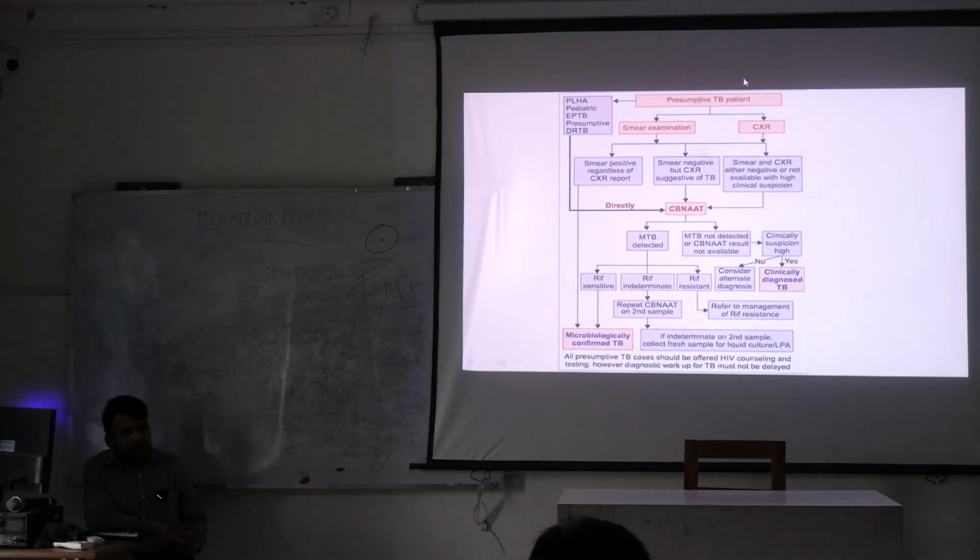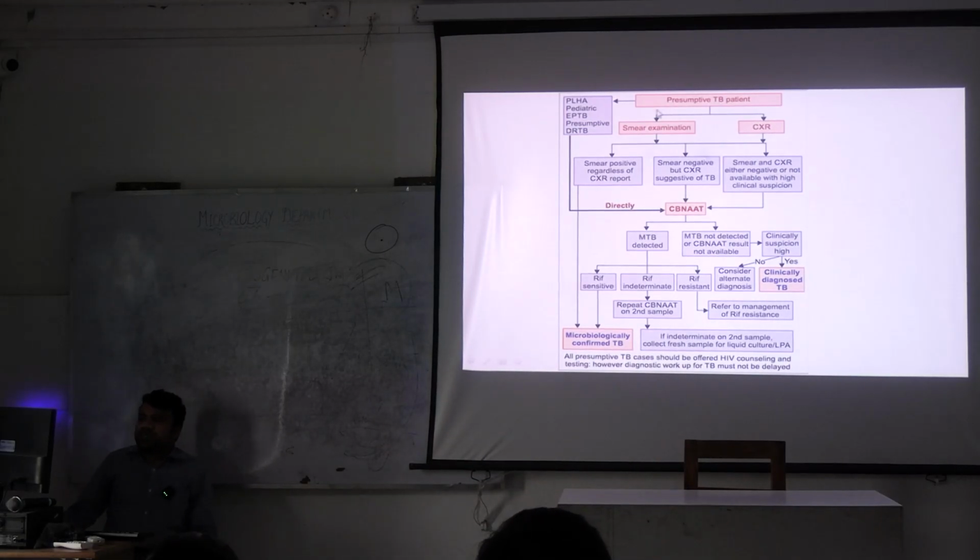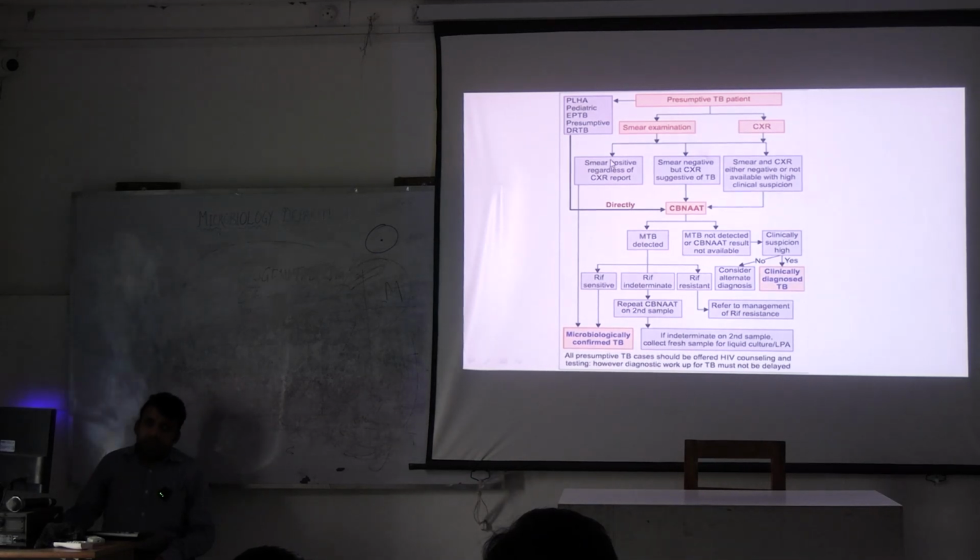Okay, how will it be done? First, we can take the sputum sample and go for smear examination and CBNAAT directly. Okay. Now suppose if it comes positive, then we can label the patient as microbiologically confirmed tuberculosis.